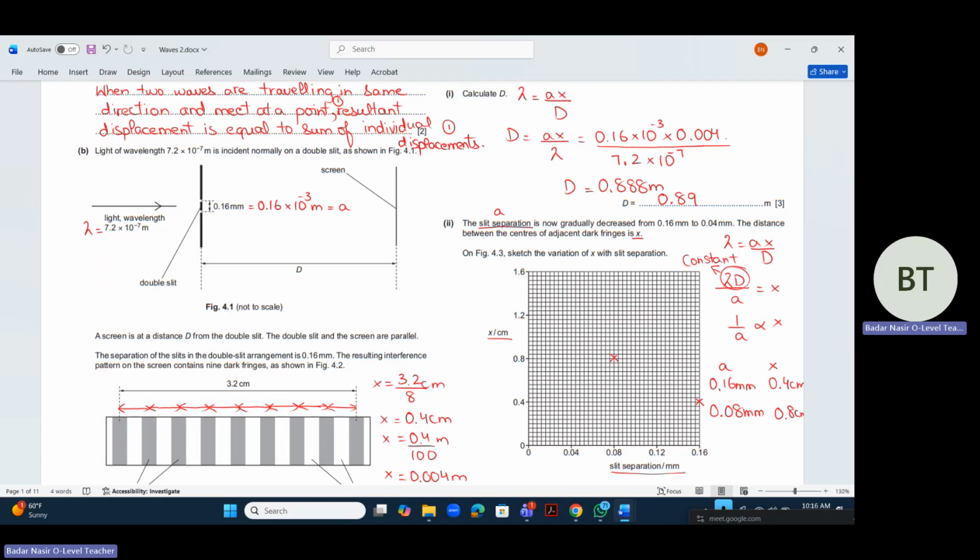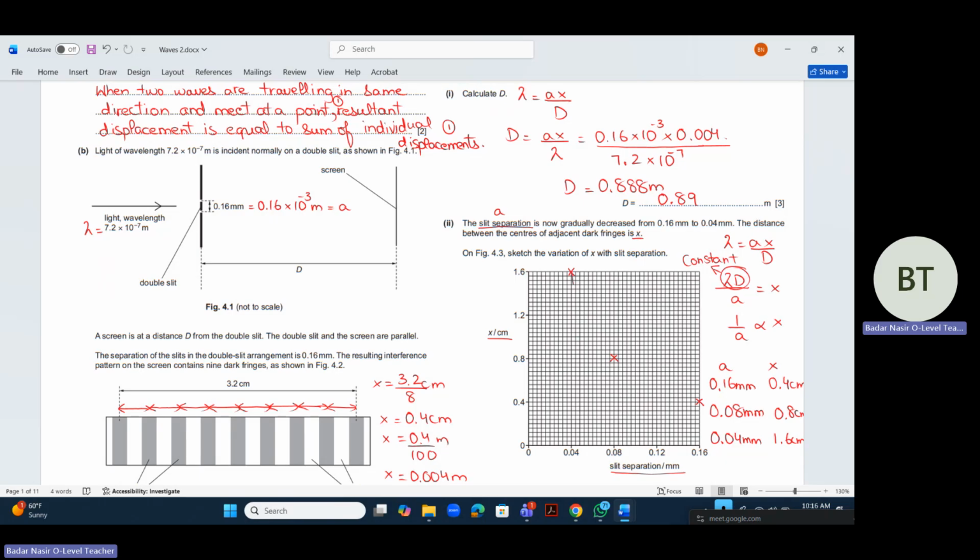Now I keep halving it. If I halve 0.08 again, what happens to the fringe separation? It doubles again. So what is the double of 0.8? 0.8 times 2 is 1.6. So that means when A is 0.04, the fringe separation is 1.6. So these are three points, and they have an inverse relation.